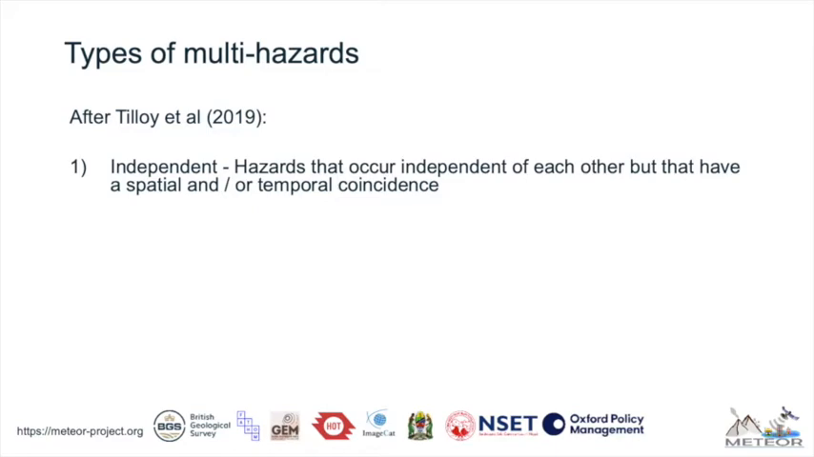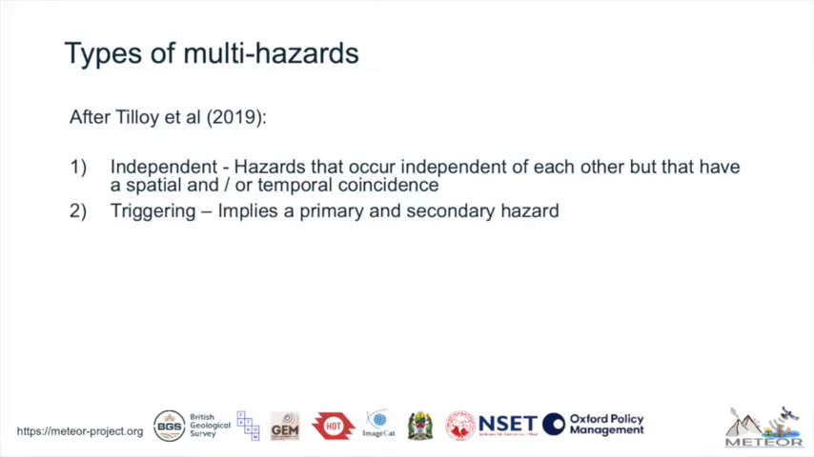This category of hazards can also take into account hazards that occur in the same place but at different times. For example, if a cyclone were to hit an area that had recently been impacted by an earthquake. The second type of relationship defined in this scheme are triggering or cascading hazards.